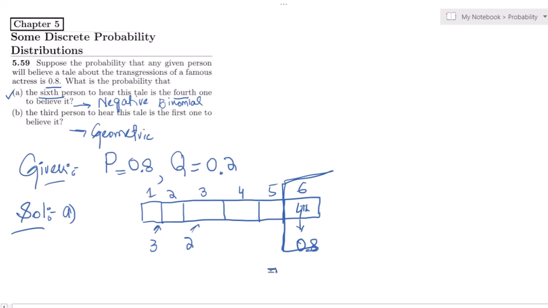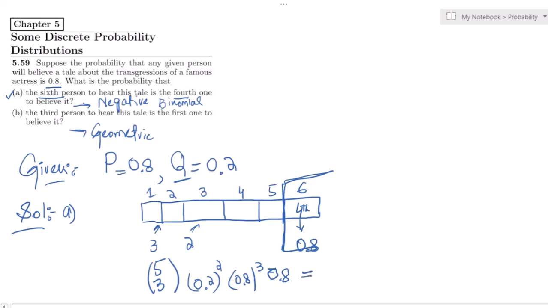So therefore it is 0.8. Any 3 of them will be believers, so these 3 will be 0.8 multiplied by 0.8 multiplied by 0.8, which will be 0.8 cubed, and the other 2 will be the persons who wouldn't believe, so it would be 0.2 squared. But this is for only one combination. If you want to find the other combinations of these 5, we have to choose from these 5 the 3 which believe.